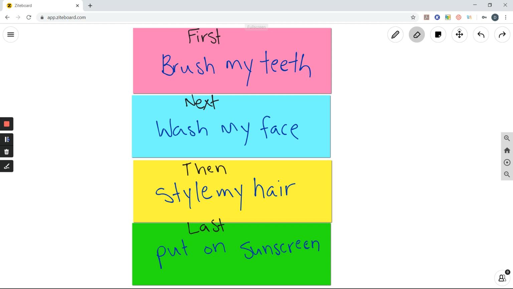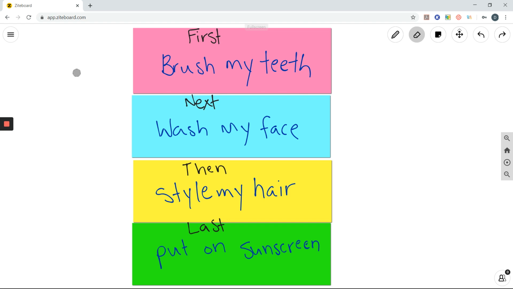A lot of things you do on a day-to-day basis, you do in a certain order. For example, here is part of my morning routine. After I've gotten out of bed, the first thing I do is brush my teeth. Next, I wash my face. Then I style my hair. And last, I put on sunscreen.